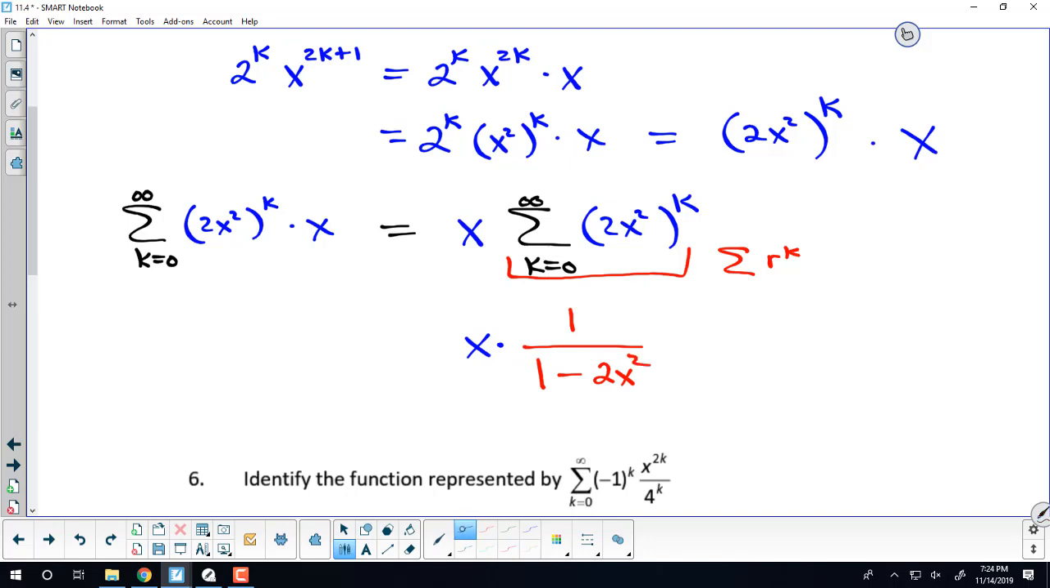So there's our function. We've identified the function that's specified by that series. It's x over 1 minus 2x squared. That's the function. So it's just kind of like working backwards from a few examples that we did in the last section.